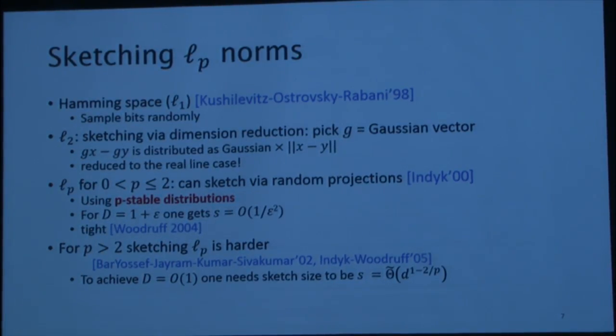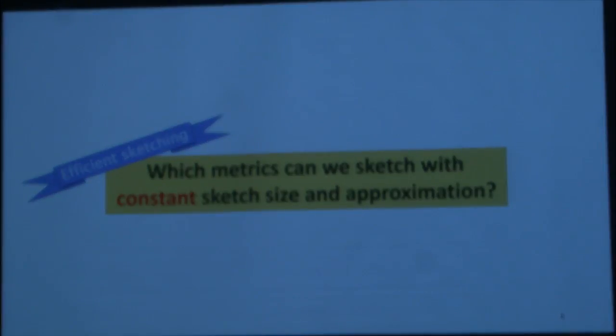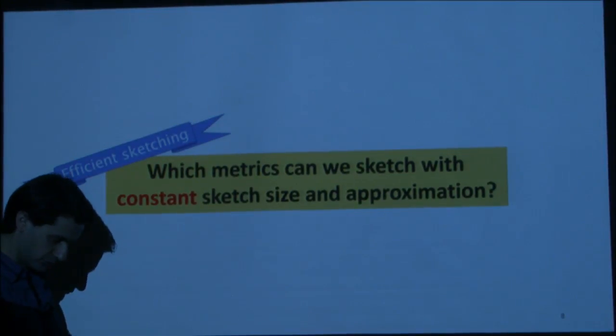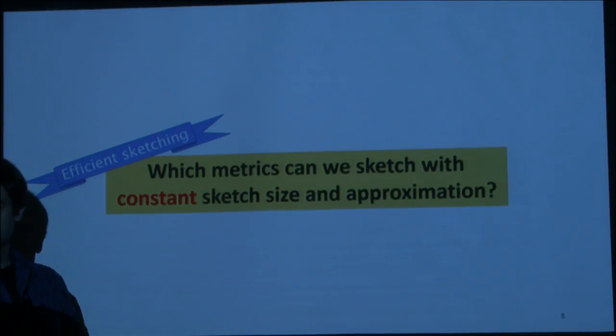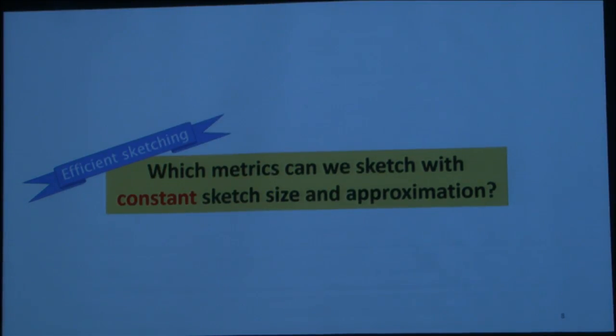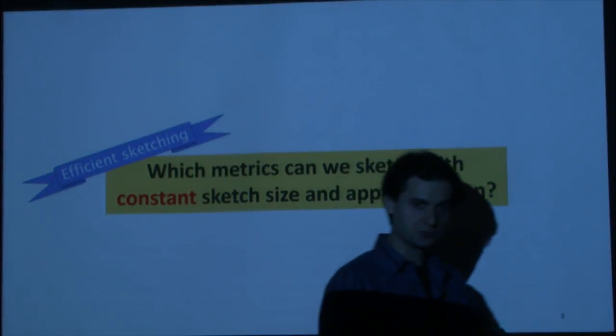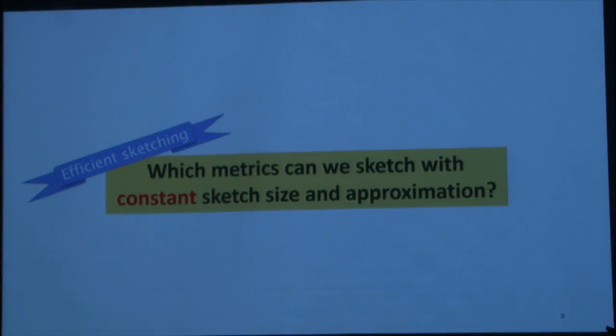So this is the goal of the talk: for which metrics can we really obtain sketches which have constant approximation and constant size? We call this super efficient sketching. Why do we focus on this regime? The first answer is because we can. And the second answer is that for nearest neighbor search in particular, we care about constant sketch sizes. So we'll talk about this for the rest.